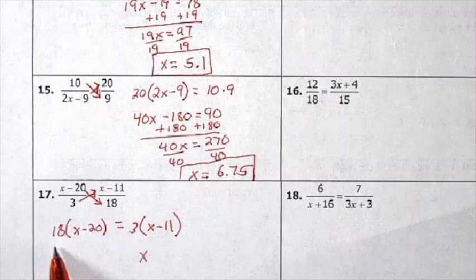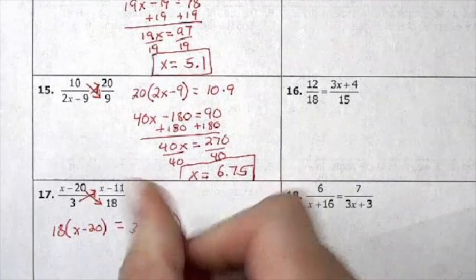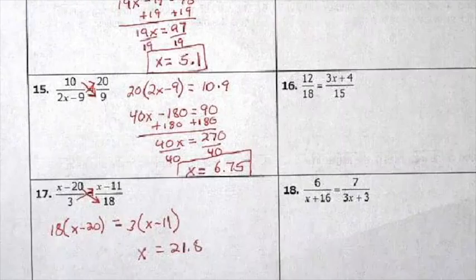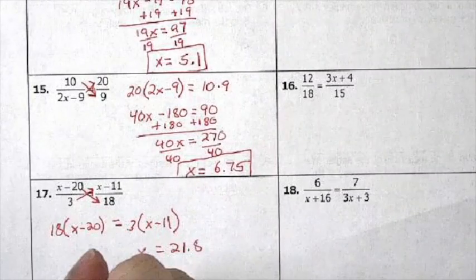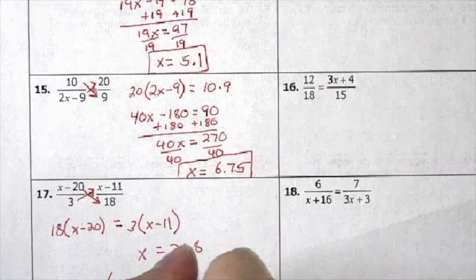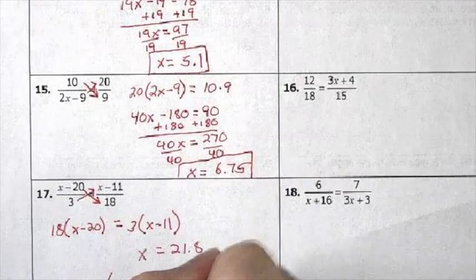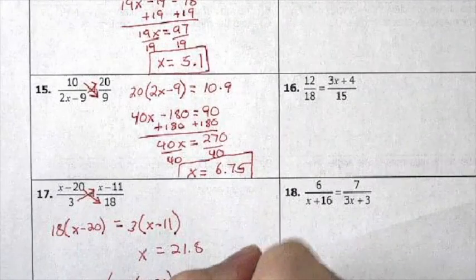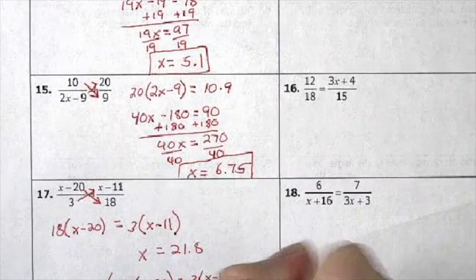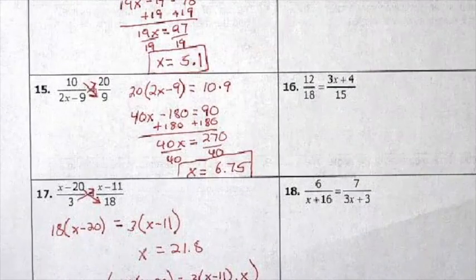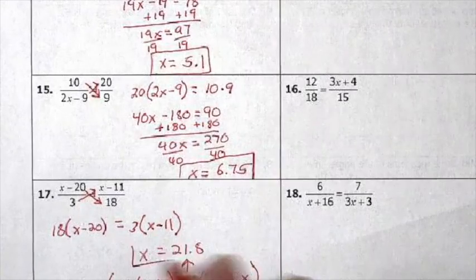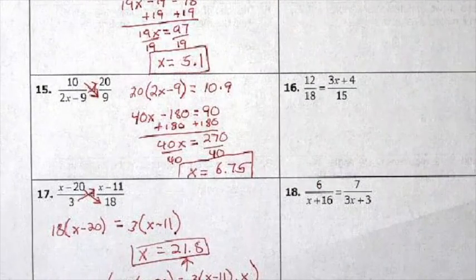All right, I did this one in nsolve. I typed it in nsolve just like this, and I got x is equal to 21.8. So you're going to want your calculator to look like this. nsolve, 18 times x minus 20 is equal to 3 times x minus 11 in parentheses, and you want your comma x, and you want to close your whole parentheses. So if you type this in nsolve, it should give you 21.8, which is the correct answer.